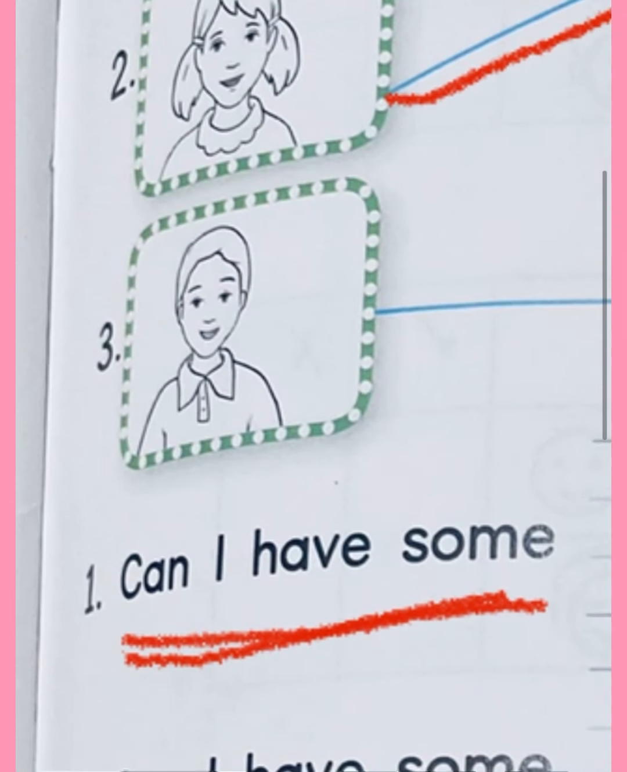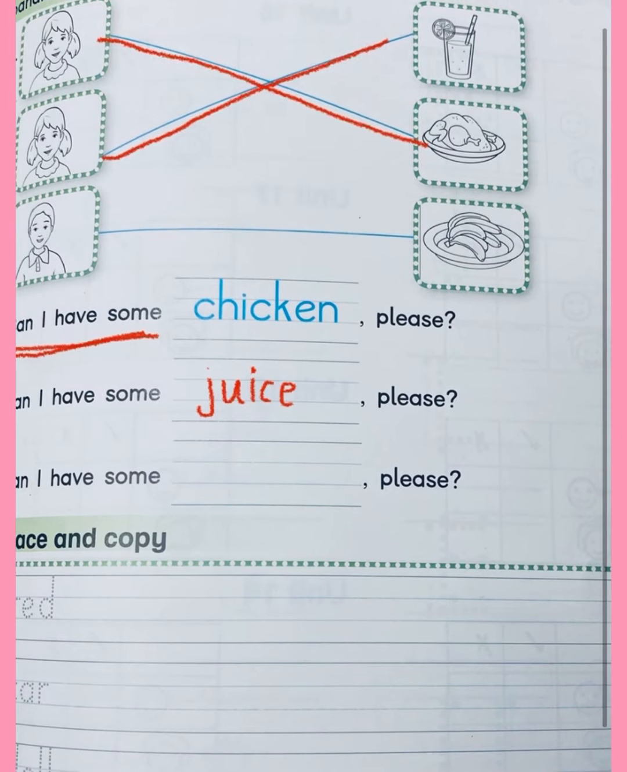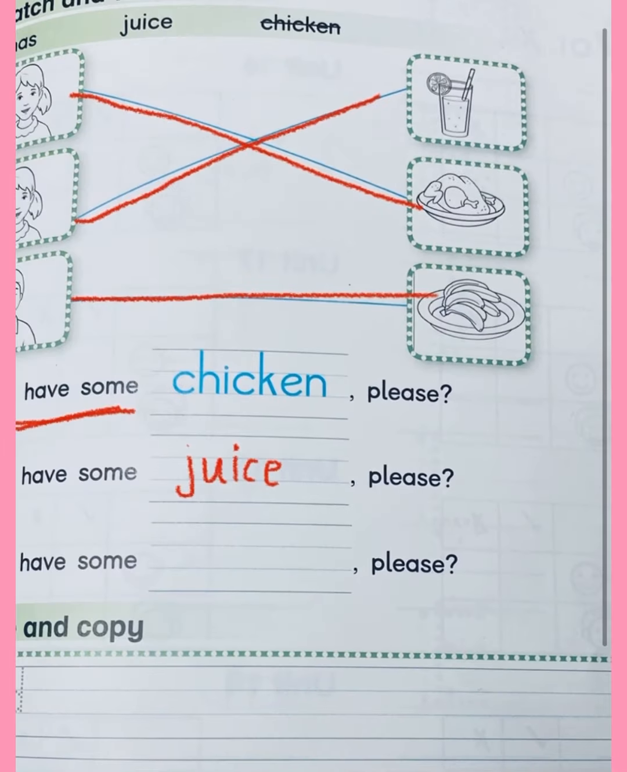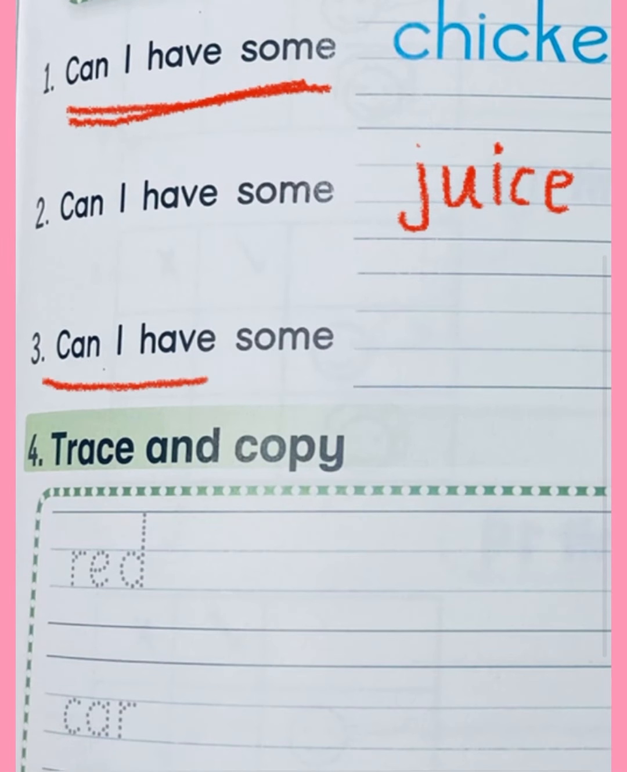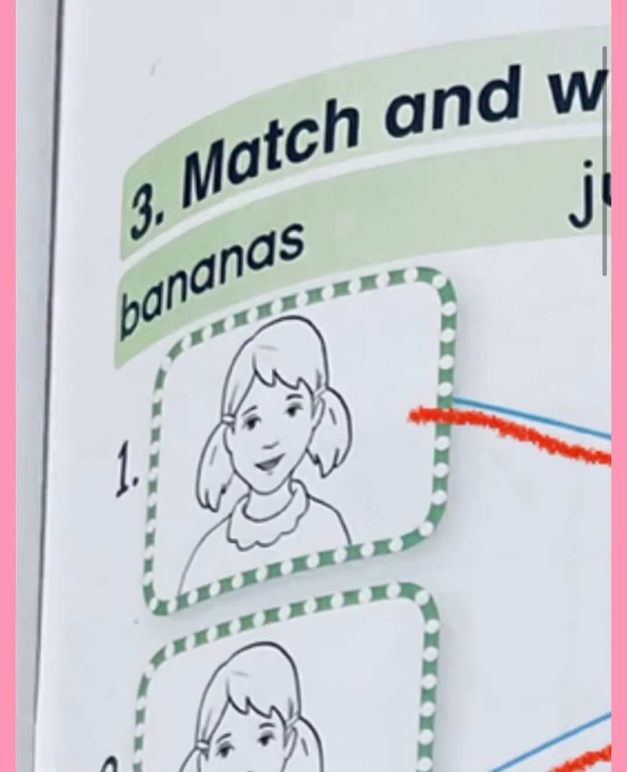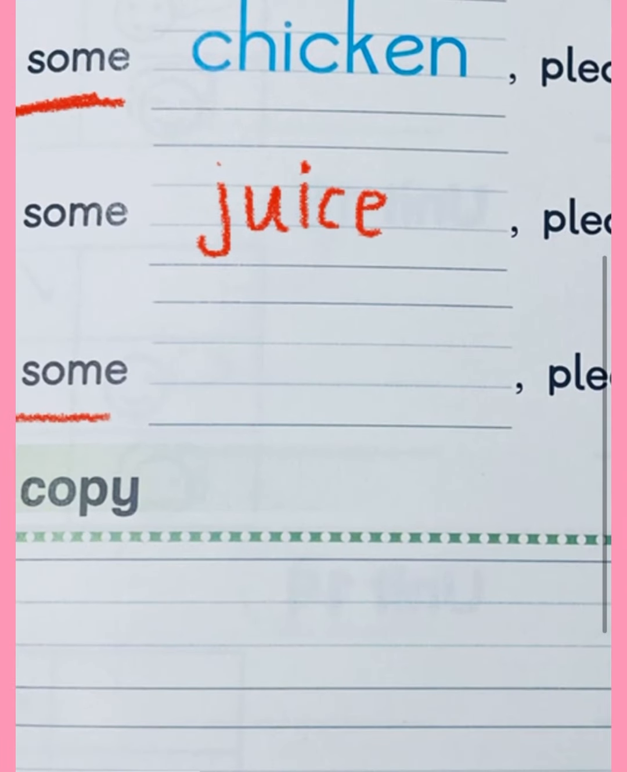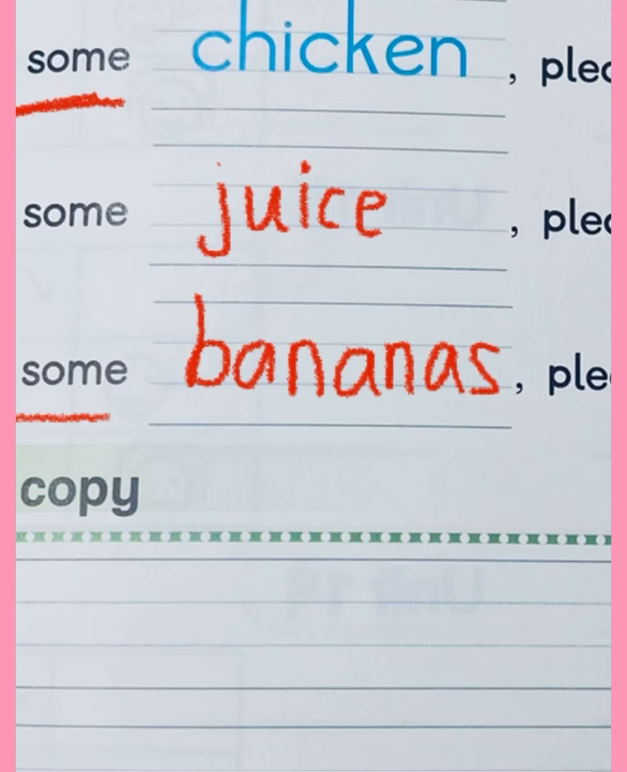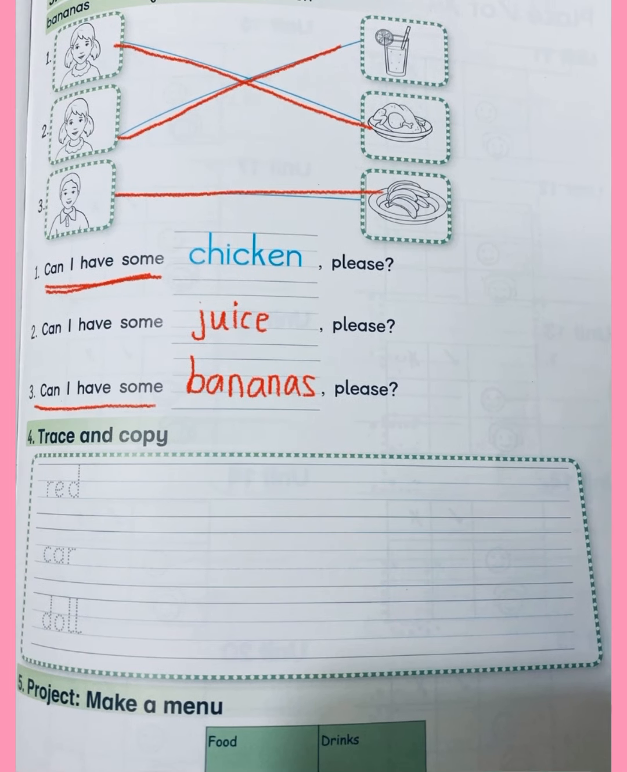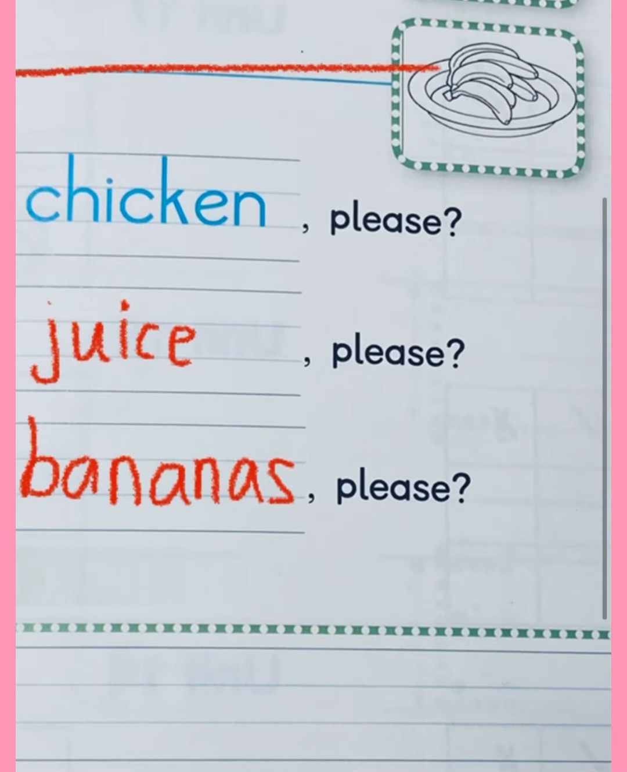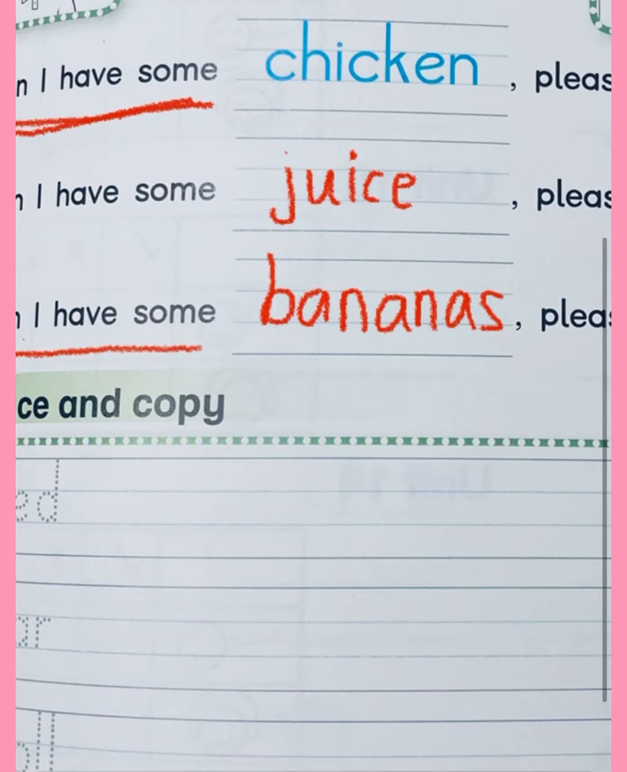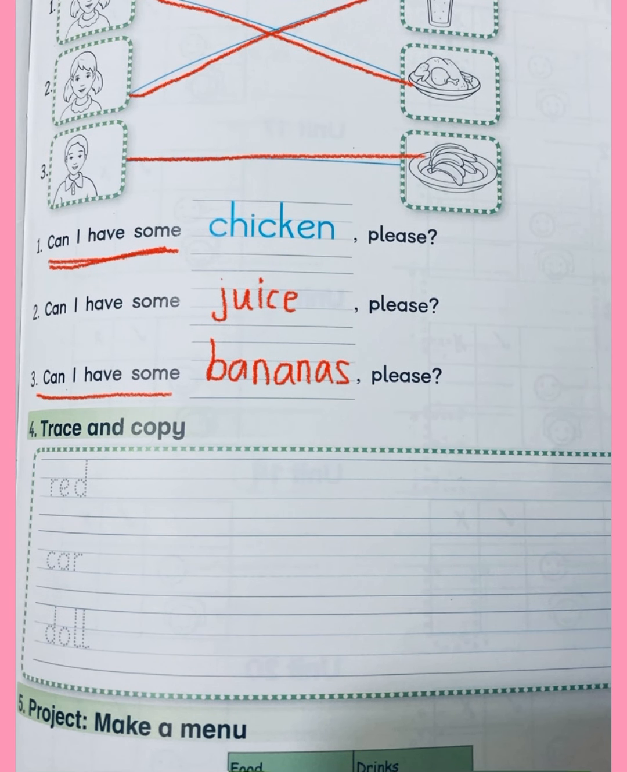Okay, what about number three? Look at number three. He wants bananas. Excellent, bananas. So he says, can I have some bananas, please? Let's write it. Okay, bananas. Okay, so number one, can I have some chicken, please? Number two, can I have some juice, please? Number three, can I have some bananas, please? Okay, okay.